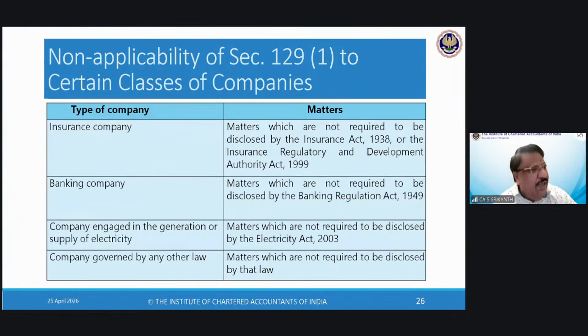Banking companies under the Banking Regulation Act, RBI would give. Electricity companies, the various electricity boards will give. Any other law, if a company is governed by any other law, then there could be some disclosures by that law, which would override the Companies Act.